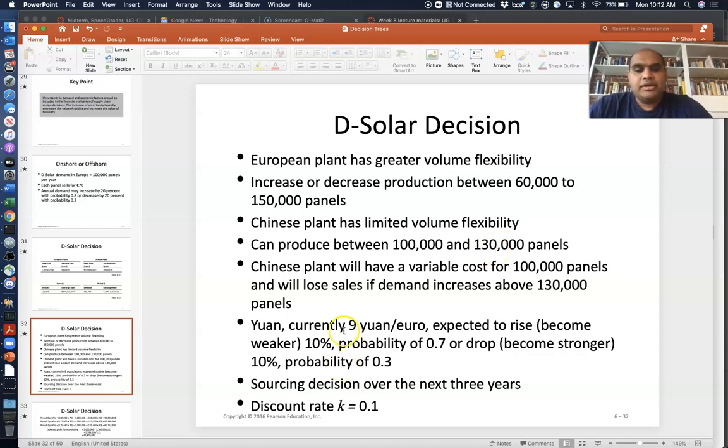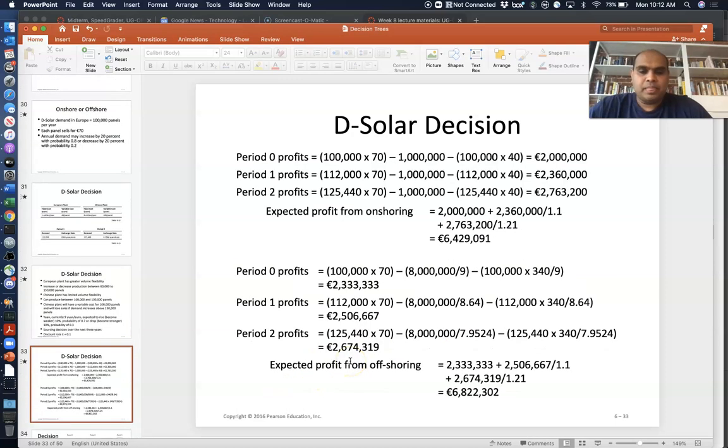Right now, currently the exchange rate is 9 yuan per euro, and this is expected to rise. That is, the yuan is expected to become weaker by 10% with a probability of 70%, or the yuan will become stronger by 10% with a probability of 30%.